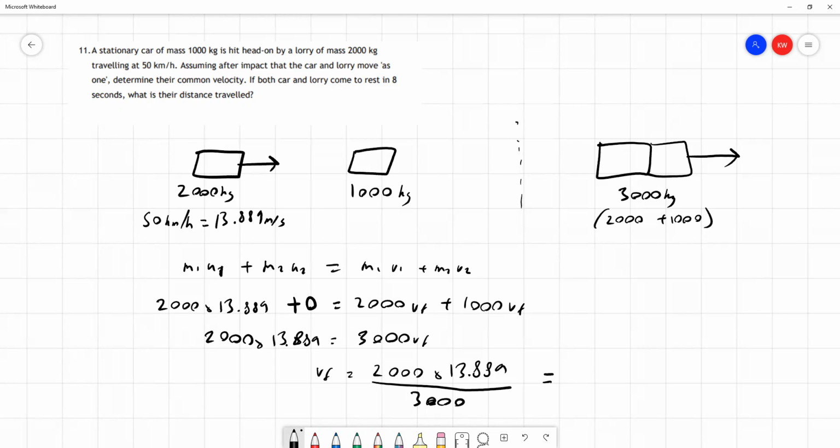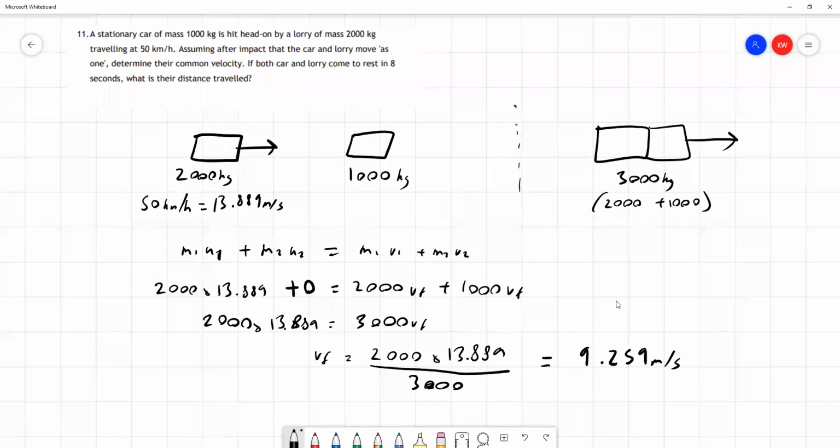And if we do that, we're left with 9.259 meters per second. So that's the speed at which they're moving off at. And again, common sense check here. If the lorry had a speed of 13.889 and it's colliding and picking up the car, it's got more mass. For momentum to be conserved, the velocity is going to have to be less than that as well.